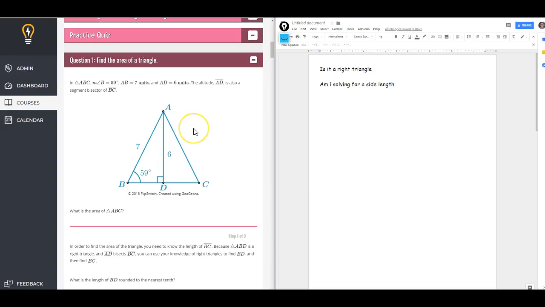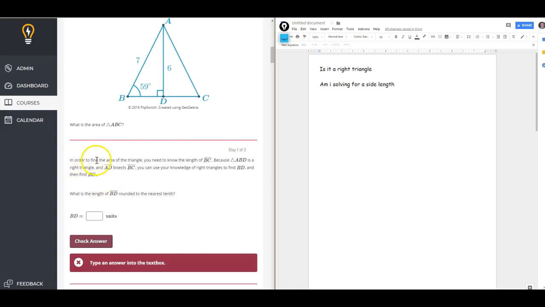All right, question 1 for the practice quiz on lesson 24. In triangle ABC, the measure of angle B is equal to 59 degrees. The distance of AB is equal to 7 units, and the distance of AD is equal to 6 units. The altitude, segment AD, is also a segment bisector of segment BC. What is the area of triangle ABC?